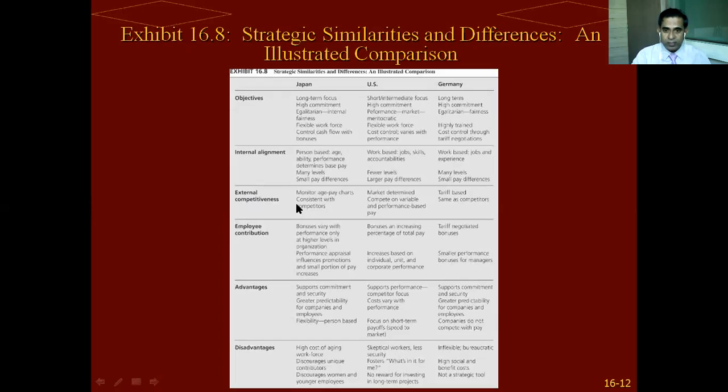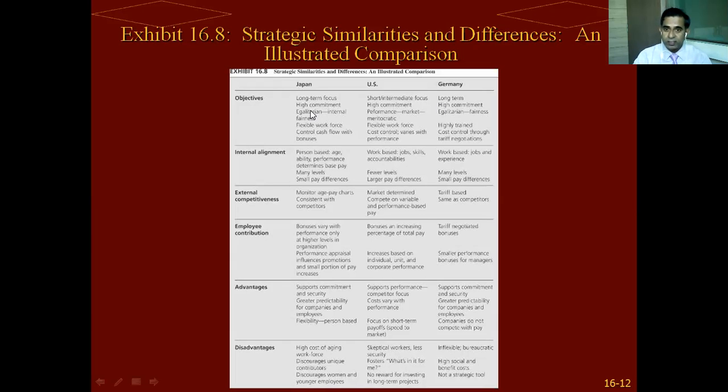At this point, let me make you understand why such a comparison is made. Why does the employer need to know about this? In the first slide itself we learned that the international pay system begins with understanding the similarities and differences between the various factors of the two countries. So that is what is being done here.